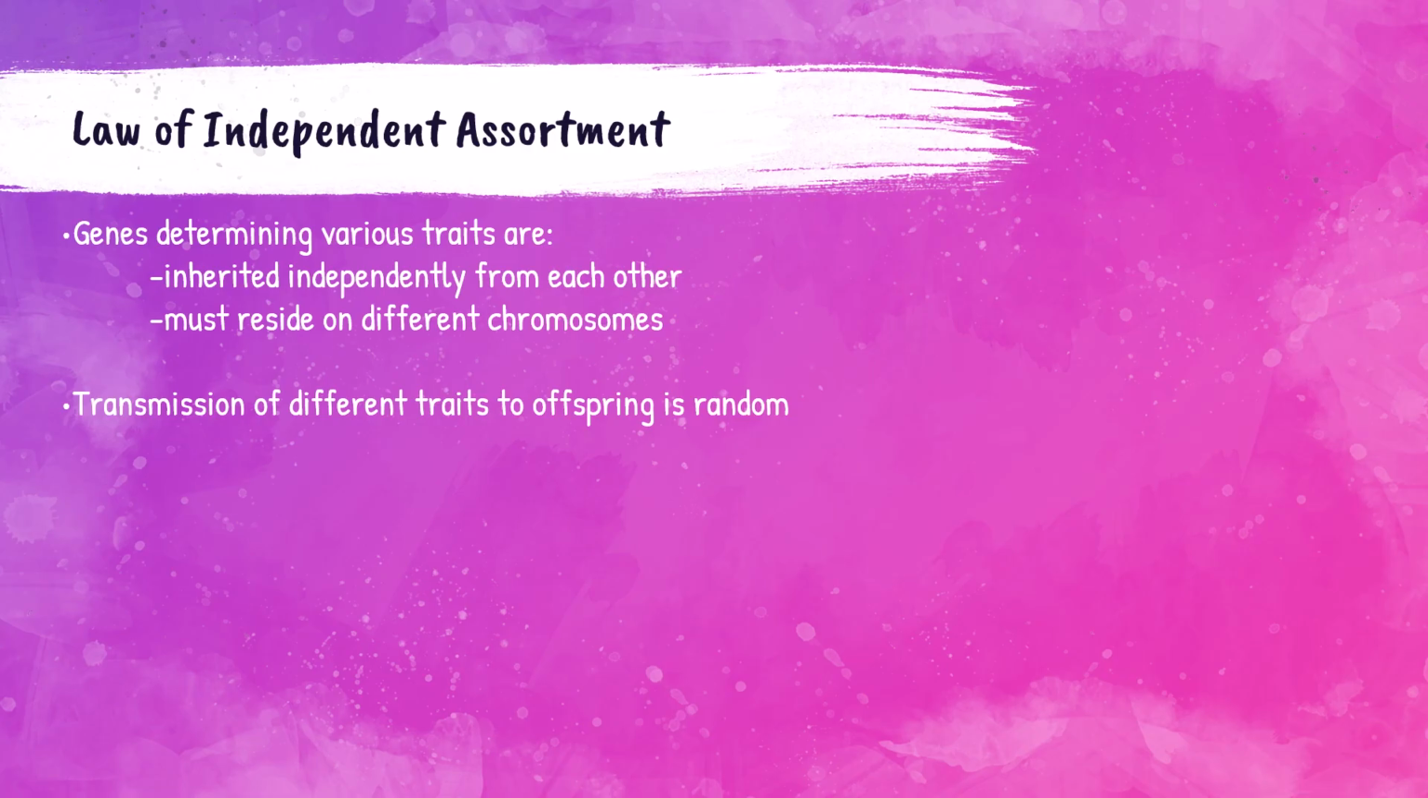The third law of inheritance is the law of independent assortment. This law states that genes are inherited independently from each other. In other words, the allele a gamete gets from one gene does not influence the allele received for another gene.